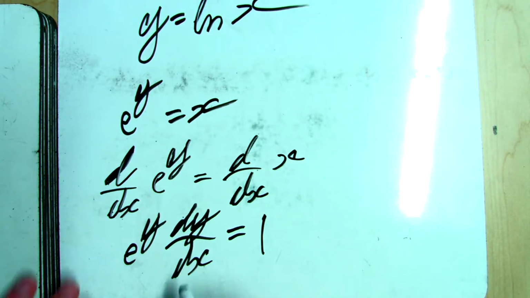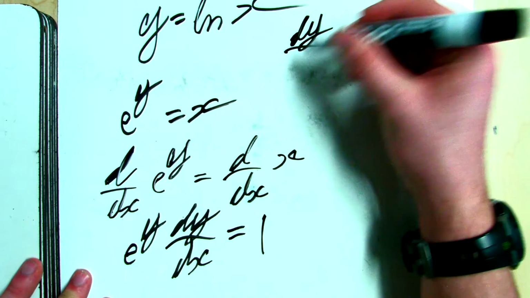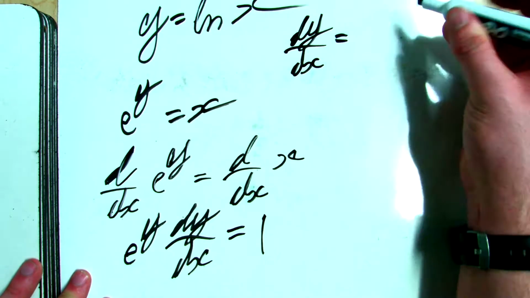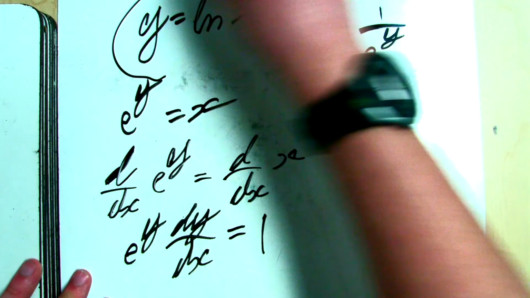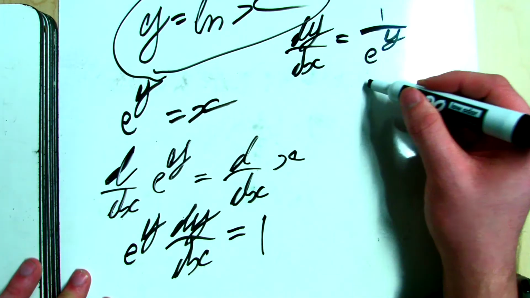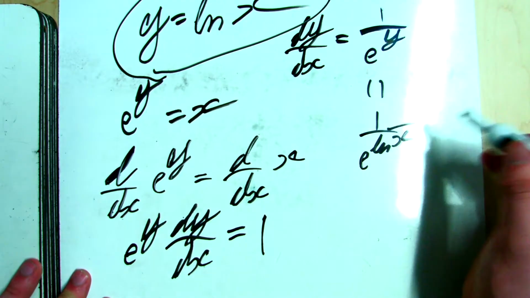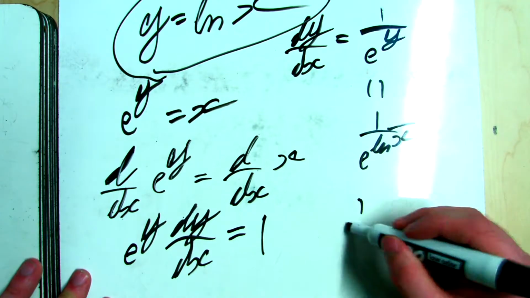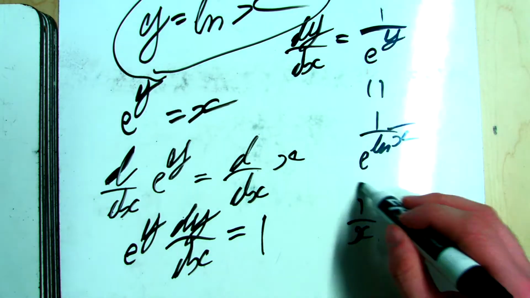Then we solve for dy dx. So we have dy dx equals 1 over e to the power of y. And as originally stated in the problem, y is equal to the natural log of x. So this is equal to 1 over e to the natural log of x, which is equal to 1 over x. And that is what the derivative of a natural log is.